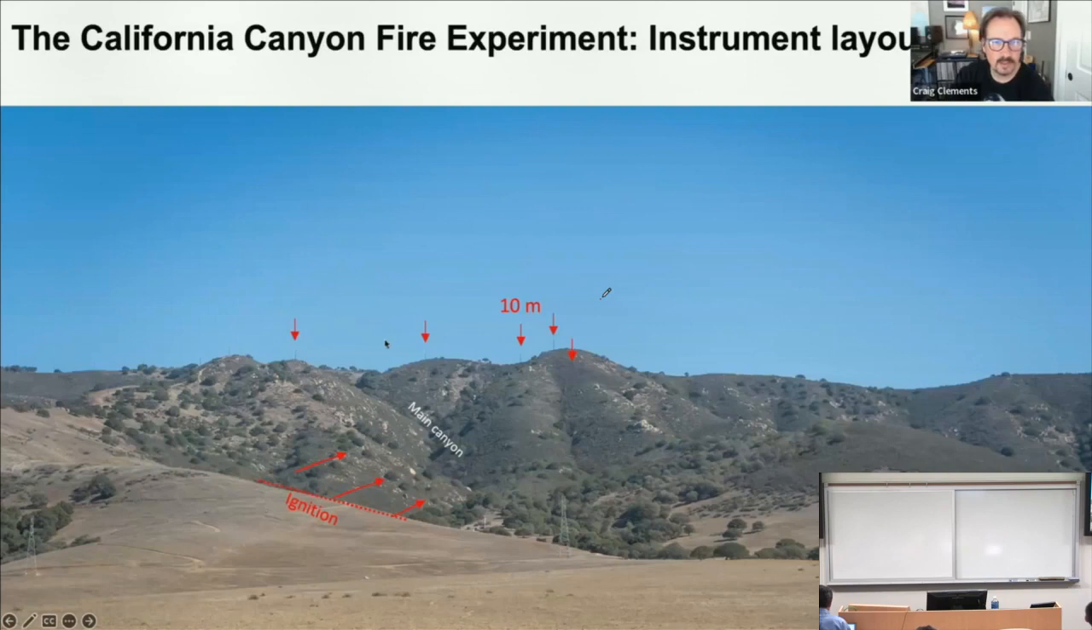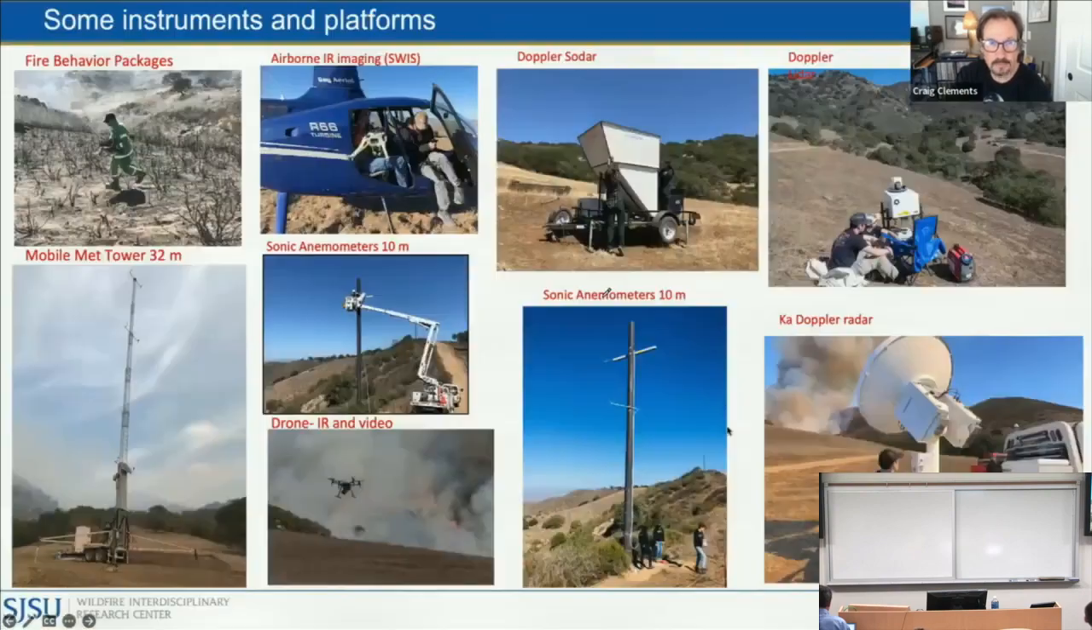Here's what those look like. So they were actually, you can see them in the photo. These are 10-meter poles with sonic anemometers on them. The fire behavior packages were kind of located in this area here. And the ignition was down here. And our remote sensing facilities were down here kind of looking up at the canyon. So while it doesn't look too big of a canyon, it's quite steep.